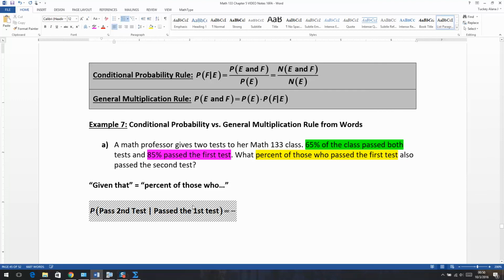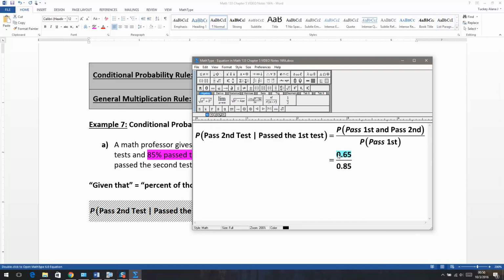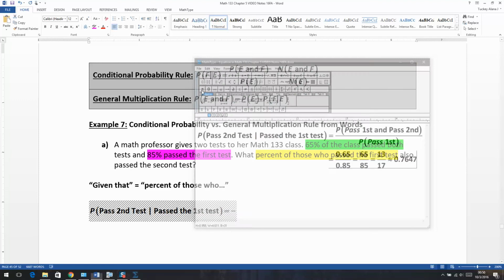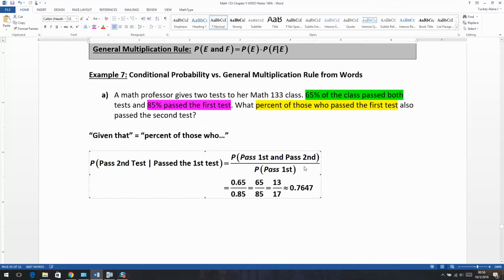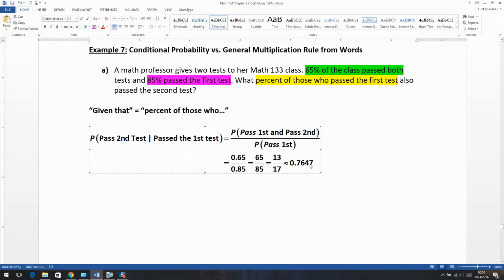Right? So you take that numerator, passing both, divided by passing the first one, and you're going to get 65 over 85, which reduces down to 13 over 17, which in decimal is about 0.7647. So given that they passed the first test, the chance that they pass both of them is about 76.47%.